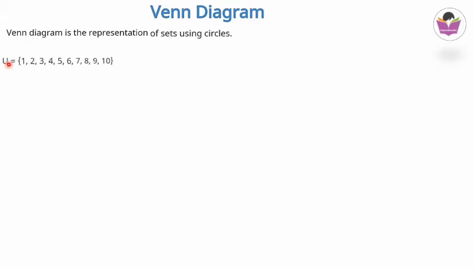Here there is a universal set, U is equal to the set of 1, 2, 3, 4, 5, 6, 7, 8, 9, 10, that is, numbers up to 10. There are some subsets we will be taking. A is equal to the set of 1, 2, 3, 4, B is equal to the set of 3, 4, 5, 6, and C is equal to the set of 6, 7, 8. These three are subsets of this universal set, meaning we are taking elements from the universal set and forming these sets. Let's discuss how we are going to represent this using a Venn diagram.